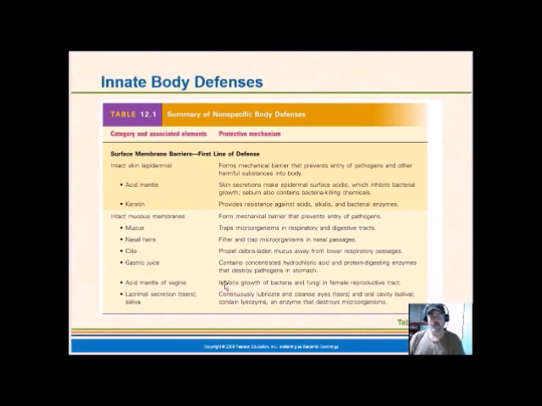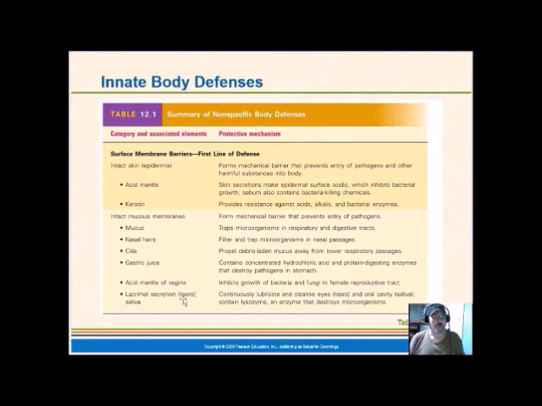The acid mantle of the vagina. The vagina is slightly acidic, and once again, most pathogens that are going to cause any harm to us need to live in an environment that is slightly basic. So the acid mantle will take care of most bacteria. Now, fungi actually can live in an acidic environment, and that's why you can get yeast infections.